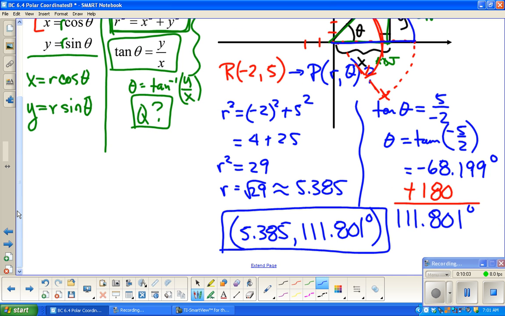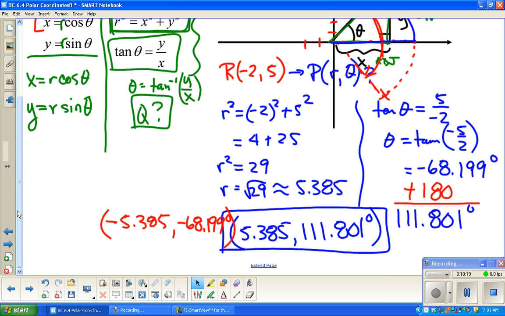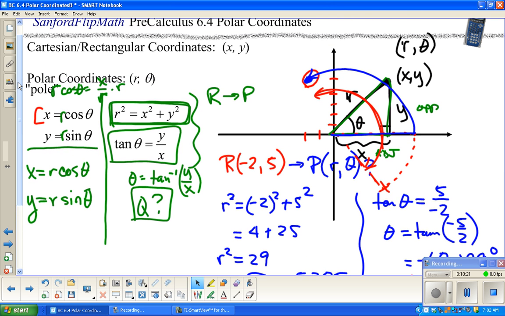Now, just a quick little note here. I could have instead done the same point with 5.385 and negative 68.199 and made r negative. So if I would have done that, it would have been negative 5 point something and then rotate backwards. And I still would have been to that same spot. I know that drawing's getting kind of busy.